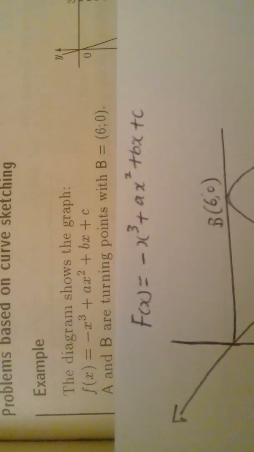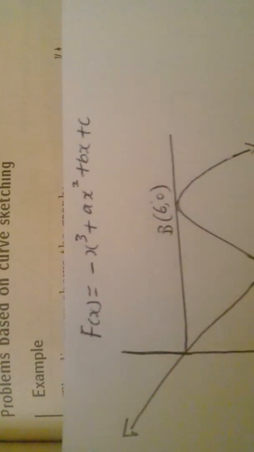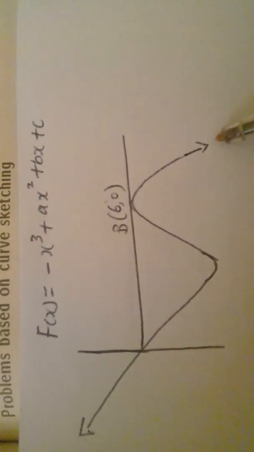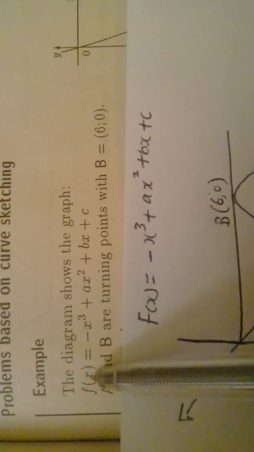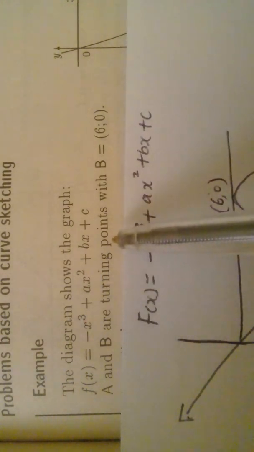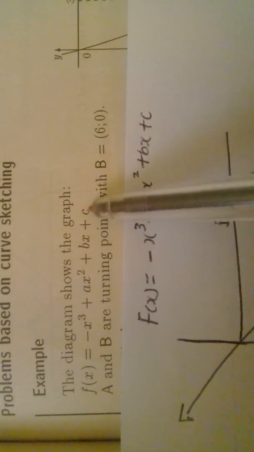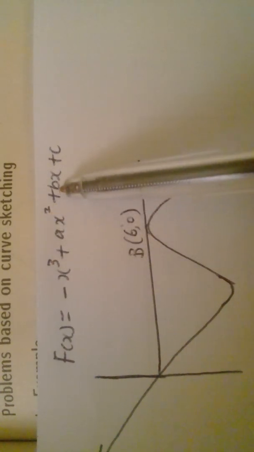If I were to reveal what they wanted, you can see they say the diagram shows the graph. That diagram is this one, guys. This is your diagram. Now it shows the graph of f of x equals negative x cubed plus ax squared plus bx plus c. So this diagram that you see here comes from this equation, negative x cubed plus ax squared plus bx plus c.